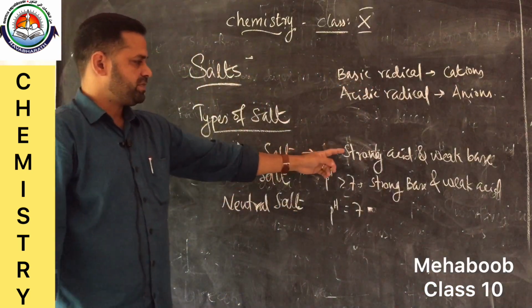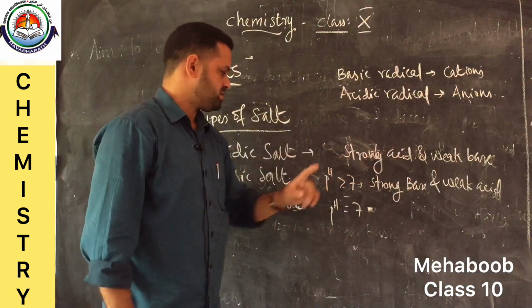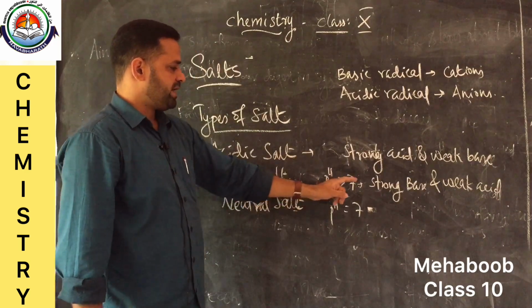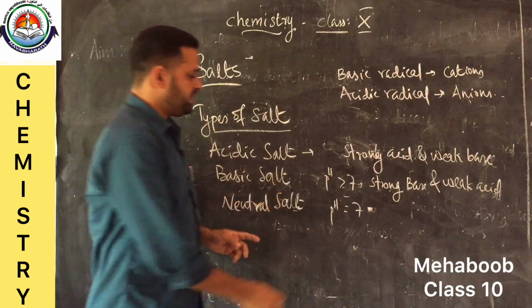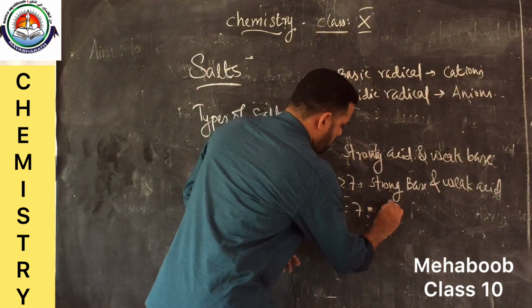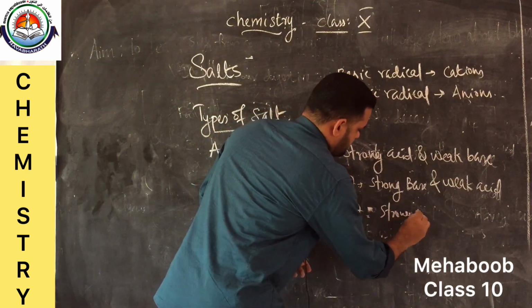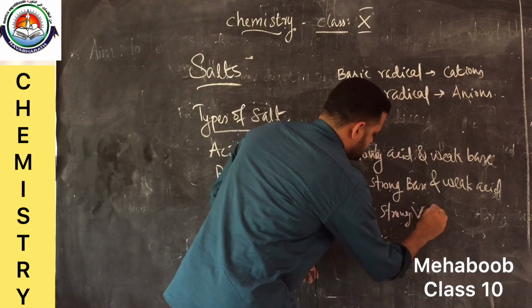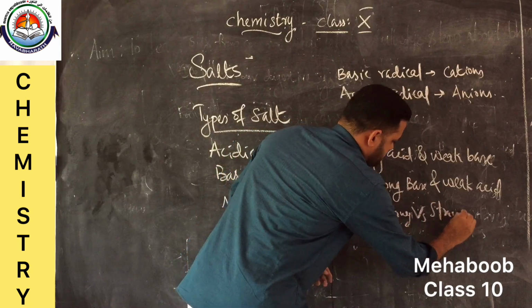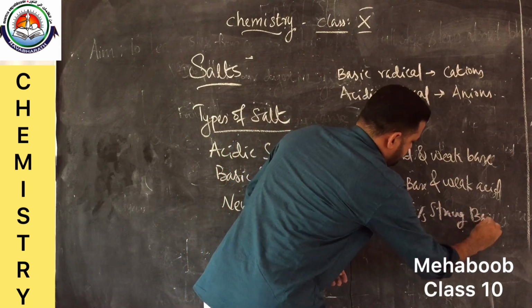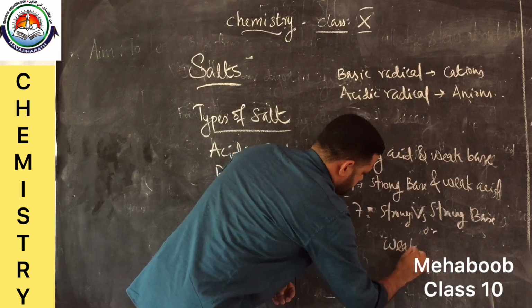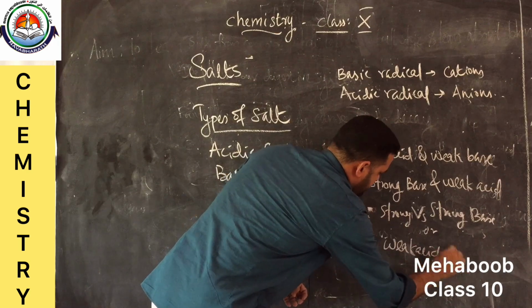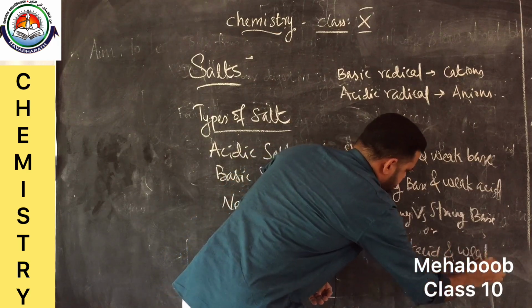Acidic salts are obtained by the reaction between strong acid and weak base. Basic salts are obtained by the reaction between strong base and weak acid. And neutral salts are obtained by the reaction between strong acid and strong base, or weak acid and weak base.